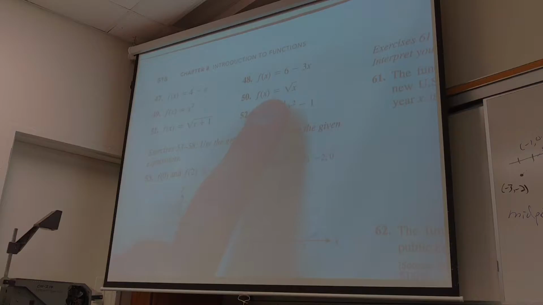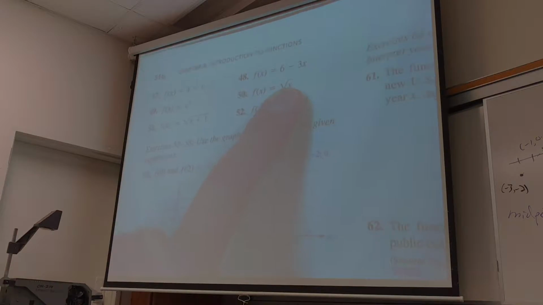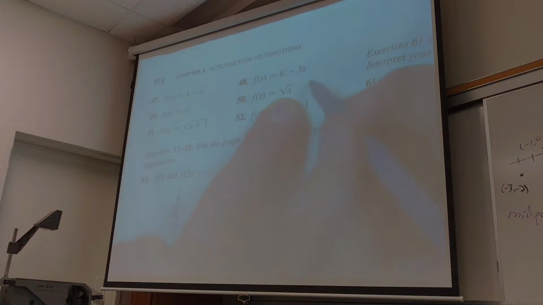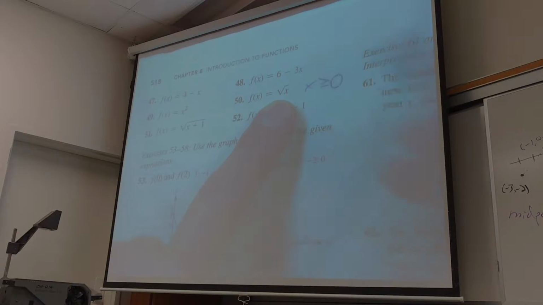Let me relate that to this function. Does this guy have a problem somewhere? What can I not take the square root of? Negatives. So what's the only thing I can take the square root of? 0 and positive. So the domain here would be all the x's that are bigger than or equal to 0. Why did this guy's domain have to be written like this? Because square roots have a restriction on them.